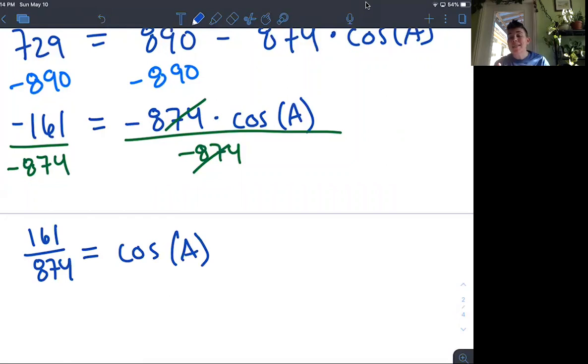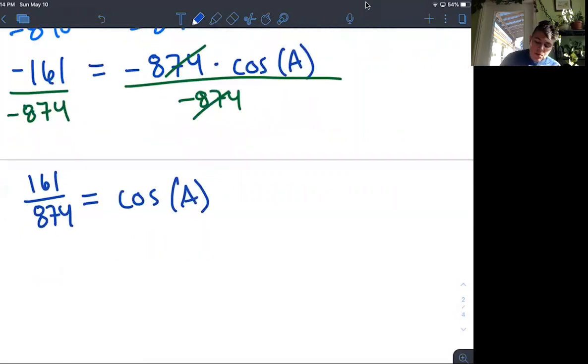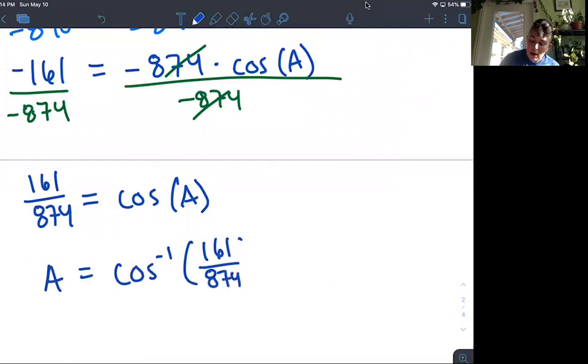So to get the A by itself, I'm going to take the inverse cosine of 161 over 874. The reason I want to leave it as 161 over 874 is so I don't have to divide and then round and then type in a rounded number. So please don't round in the middle of problems. I want to keep stressing that. Don't round in the middle of the problem.